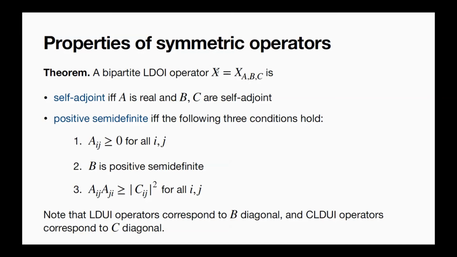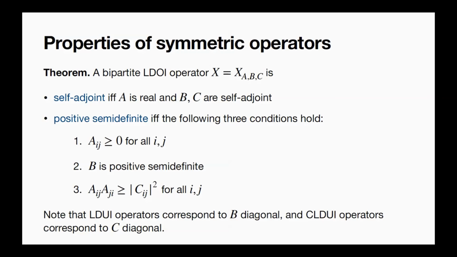It turns out that I can read many of the properties of X in terms of the properties of the smaller matrices A, B, C. And this dictionary is very nice. So for instance, if I want my matrix X to be self-adjoint, then A needs to have real entries, and B and C need to be self-adjoint. And now this is the interesting part. If I want my big D squared by D squared matrix X to be positive semi-definite, then 3 things need to hold. First of all, the entries of A need to be positive real numbers. B has to be a positive semi-definite matrix, and C has to satisfy some kind of determinant condition. I will show you why this is the case.